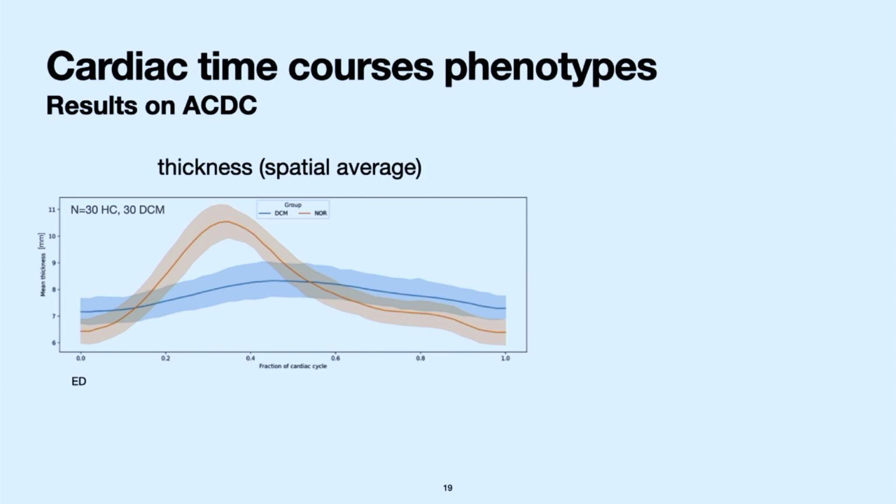Okay, so this is just a spatial average of the data, but already you can see that you can go much beyond just the static measure of this thickness, average thickness. You can see really how it changes in time, right? So this is very probably an interesting phenotype to look at.